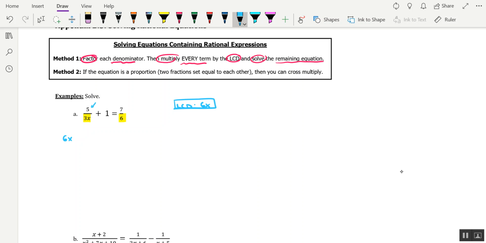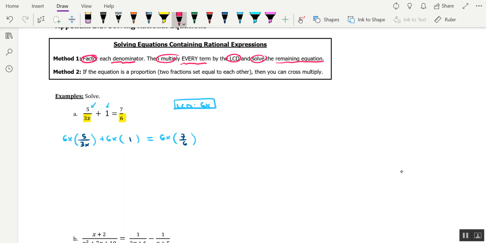So what I'm going to do with that 6x is distribute it to each of these terms that are on the left-hand side. So 6x times, plus 6x times. And I'm also going to multiply 6x to the fraction that's on the right-hand side. So going to the left here, we have 6x times 5 over 3x plus 6x times 1 plus 6x times 7 over 6. Now the magic happens.